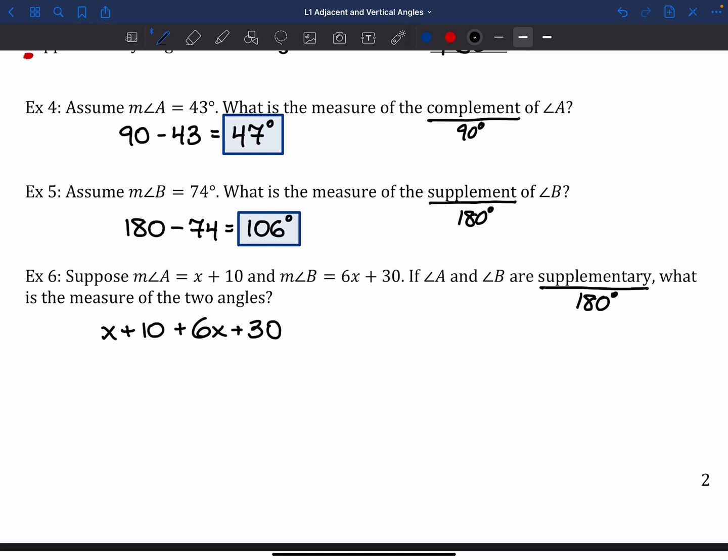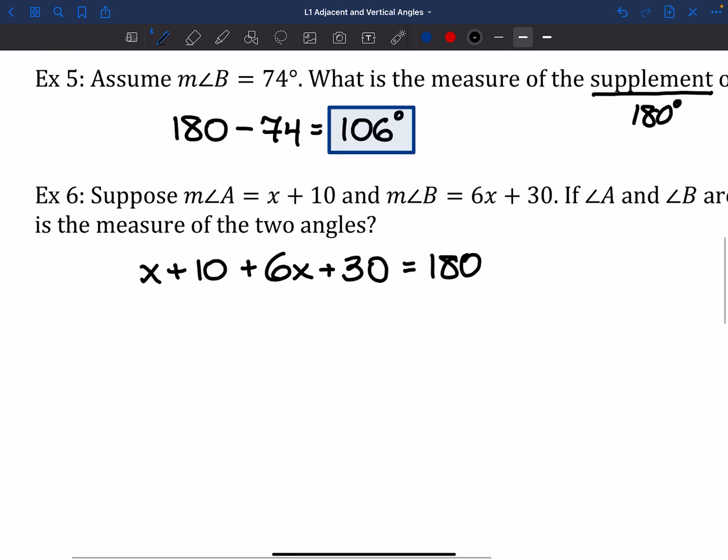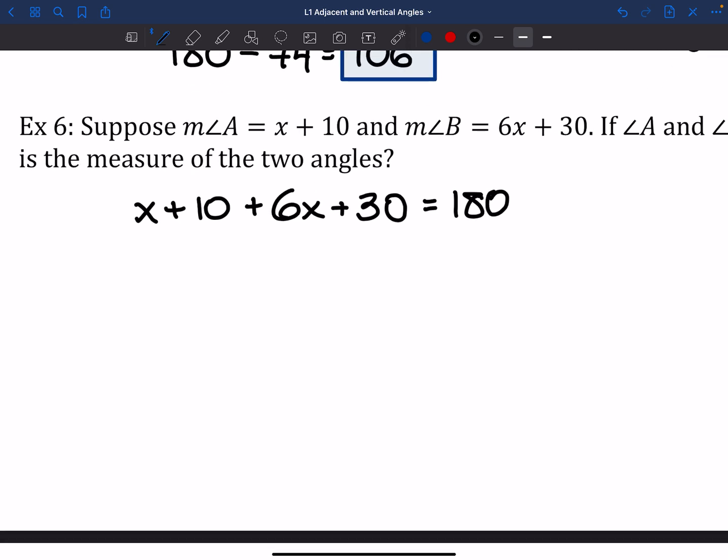And again, I'm literally just adding all of it together. They're supplementary, so that I know equals 180 degrees, right? So once I have that, it's just a big equation. It just turns into an algebra problem, actually. So from here, what I'm going to do is combine the like terms on this side. I have an x and a 6x. I have a 10 and a 30 that can all smush together.